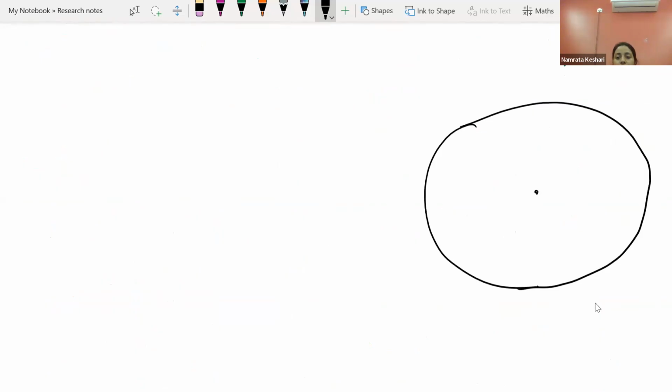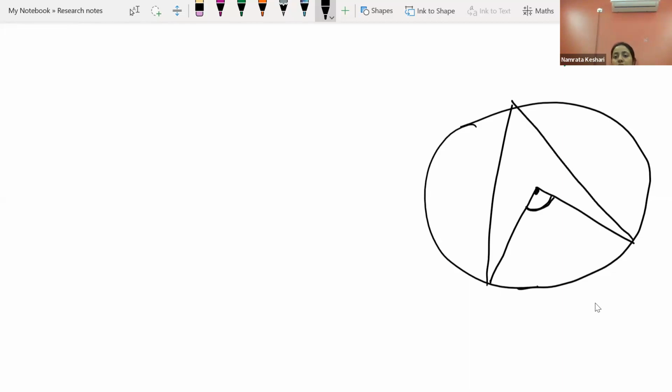Suppose a specific arc is creating an angle at the center and the same arc is creating an angle on the circumference, then we have to show that this angle will be double of this angle, right? Yes, ma'am. Then we will be doing construction over here. We will be joining like this, and then we will take a triangle. Which triangle? We can take this triangle at first.